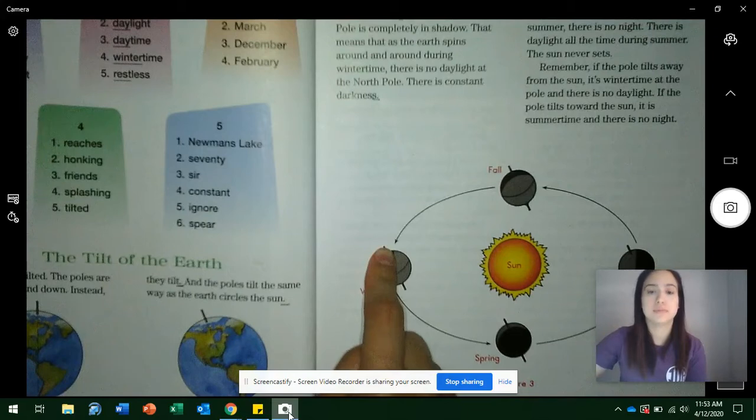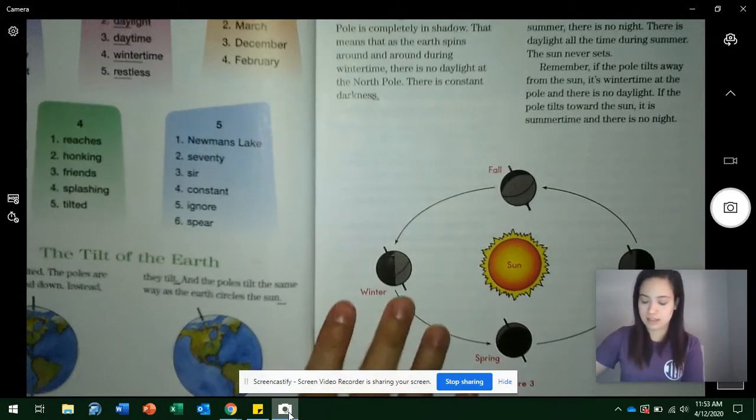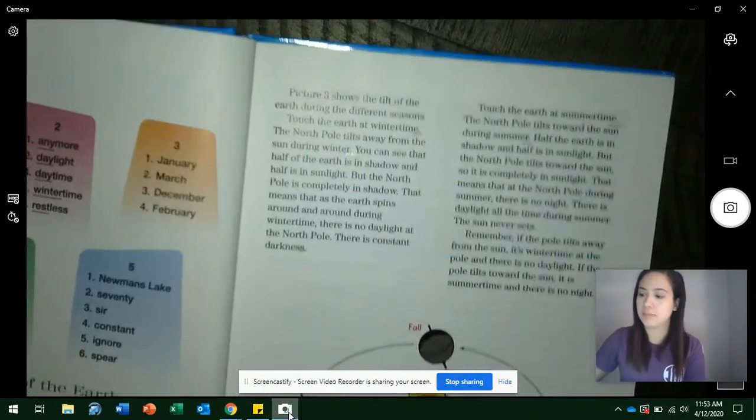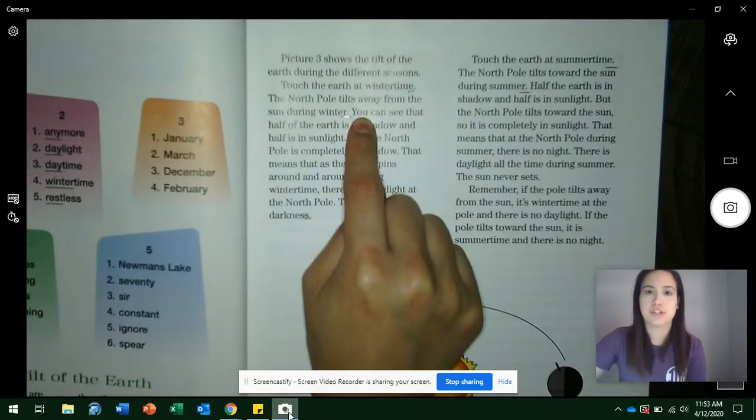Get ready. Yes, away from the sun. So the North Pole is tilted away from the sun during the winter. Let's continue reading. Let's go ahead and put our fingers up again. I'm going to wait a couple of seconds so you can find your spot.